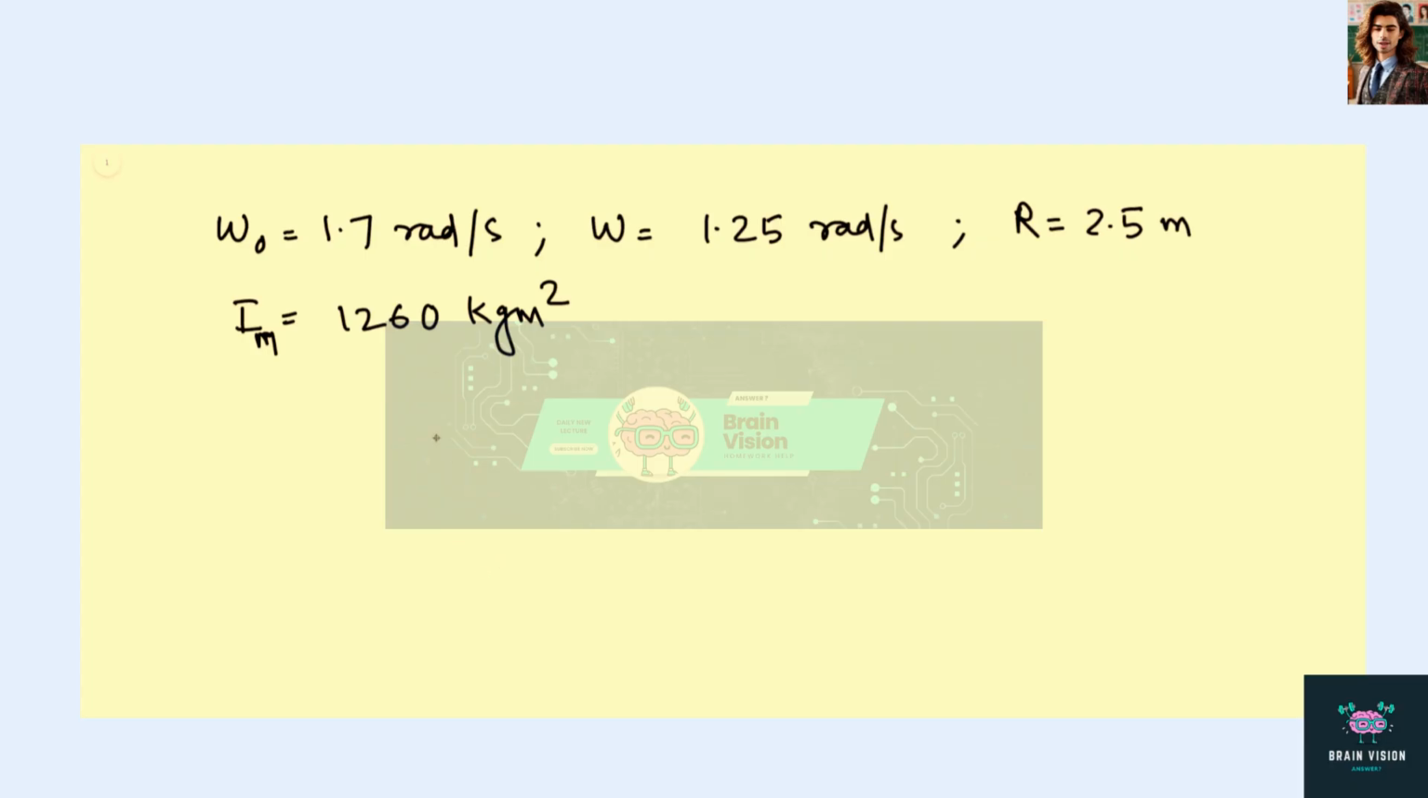Angular momentum is conserved in the interaction between the child and the merry-go-round because there is no external torque. Therefore, Li is equal to Lf, where I stands for initial and F stands for final. Therefore, Li of the child plus Li of the merry-go-round is equal to Lf of the child plus Lf of the merry-go-round. And since the child is at rest initially, this goes to 0.